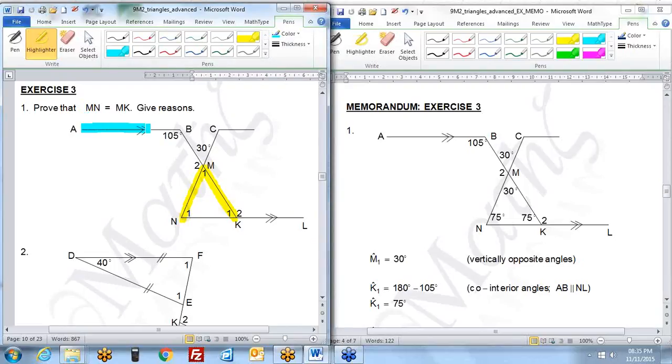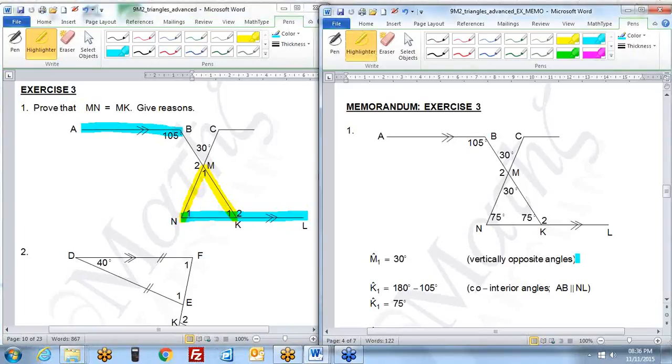Always make use of parallel lines because you might have corresponding or alternate or co-interior angles that can first help you to get to some of the other missing angles that will help get you to angle N1 and angle K1. So first of all, angle M1, this one over there, equals 30 degrees, vertically opposite angles. See, this is your first lesson, the work we did in our first lesson. So vertically opposite angles, you fill it in as seen here, write it down.